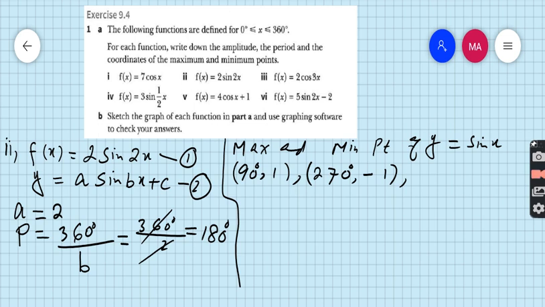At 450, the value of sine is maximum, that is 1. And at 630, the value of sine is -1. You can confirm with the help of your calculator. Just enter the values.